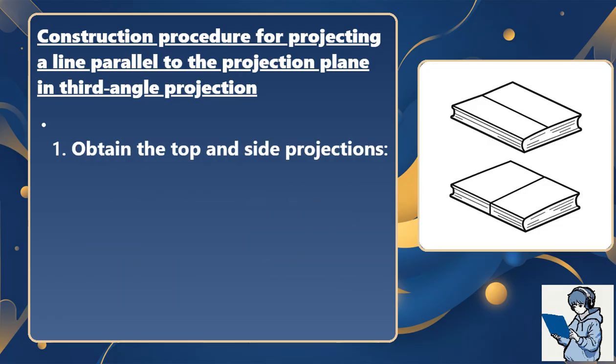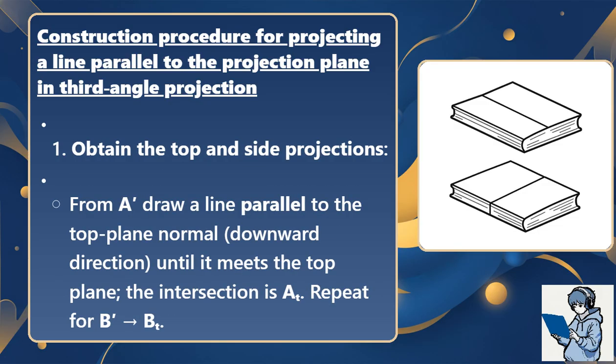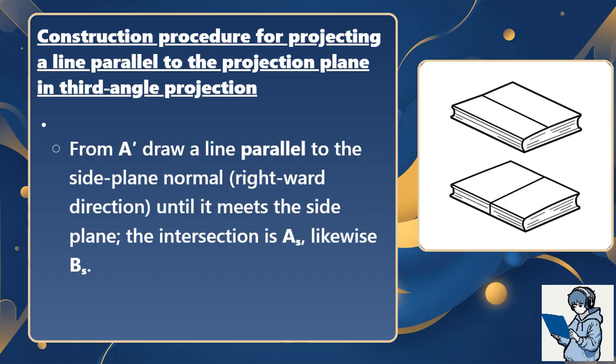Obtain the top and side projections. From a prime, draw a line parallel to the top plane normal downward direction until it meets the top plane. The intersection is a sub t. Repeat for B prime to get B sub t. From a prime, draw a line parallel to the side plane normal rightward direction until it meets the side plane. The intersection is a sub s, likewise B sub s.